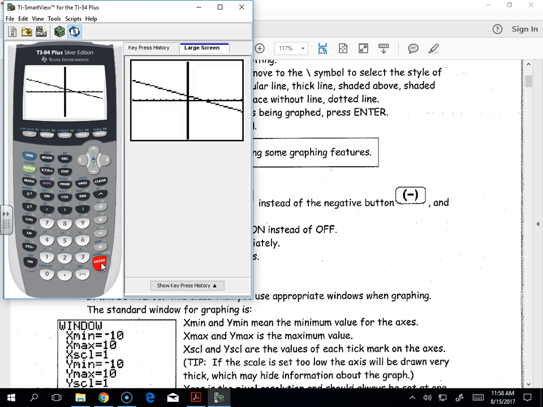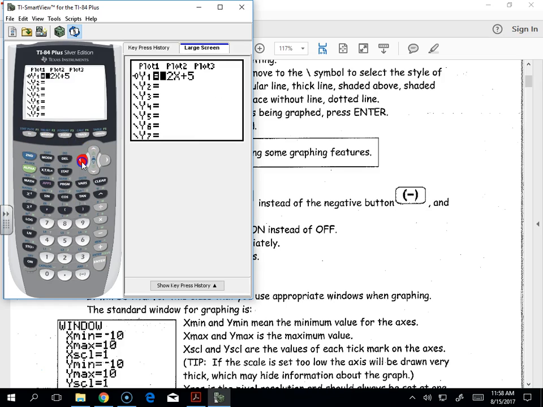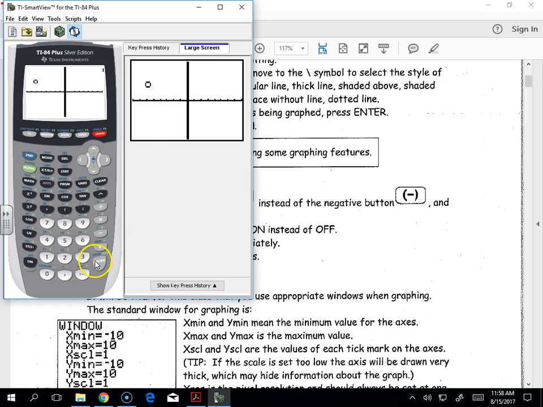Enter is going to pause it. Let me go through, and I think there's another circle-y one that doesn't show the graph. Let's do that one. It's going to take a long time again. Enter pauses it right where it's at. Pressing enter again starts it back up. But if I want to go somewhere else, I want to hit the on button.